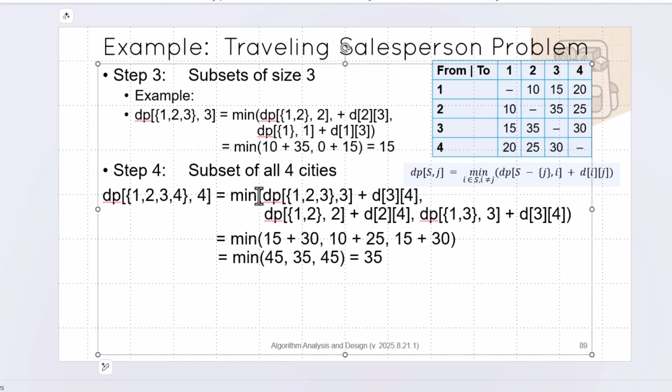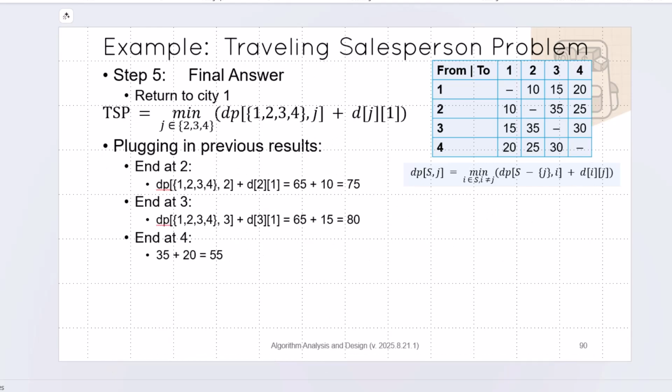What about the subset of all 4 cities? In this case, we have the min of dp of {1, 2, 3} ending at 3 plus d of 3, 4, dp of {1, 2} ending at 2 plus d of 2, 4, and dp of {1, 3} ending at 3 plus d of 3, 4. We end up with the minimum of 15 plus 30, or 10 plus 25, or 15 plus 30. So we end up with 45, 35, 45. So we end up with 35 as this answer. Okay, so that's our final answer.